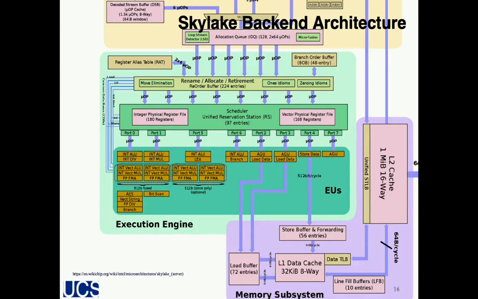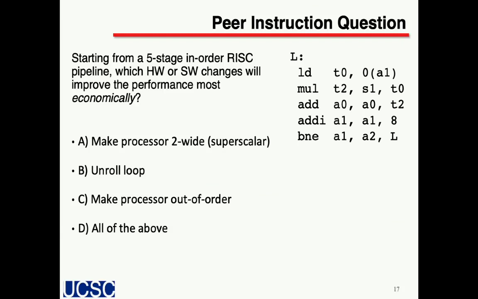OK, so that was just an example of a contemporary processor. Let's now put it into practice with some instructions. Based on what we talked about earlier in this lecture, imagine our baseline is a 5-stage in-order RISC processor executing the code on the right, and I tell you I want you to make it go faster.